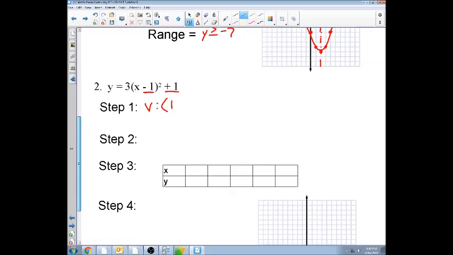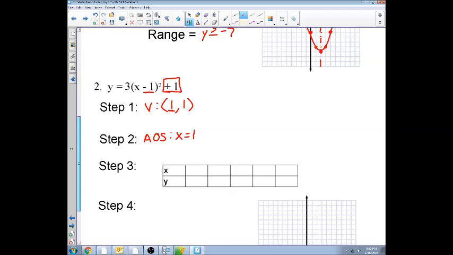Then I'm going to look here for my y value. Since it is outside the parentheses, we should follow it. So that is also going to be +1. The next thing is my axis of symmetry. Go ahead and write AOS for axis of symmetry. That's just going to be x equals something. Well, it's going to be x equals my x value of my vertex. So this would be x equals +1.